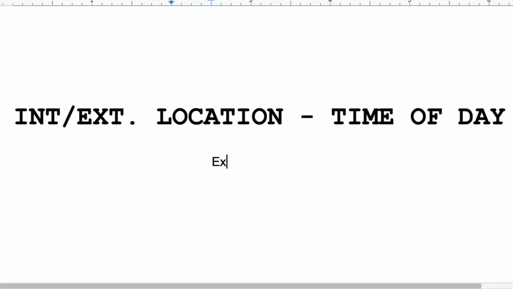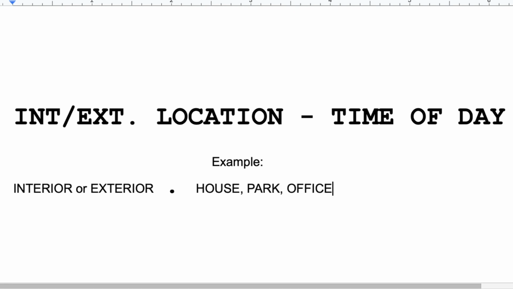Slug line. A slug line, also known as a scene heading, is a brief description at the beginning of each scene that specifies the location and the time of day: INT or EXT, indicating if the scene is interior or exterior, followed by the location, for example house, park, office, and then the time of the day, for example day or night.